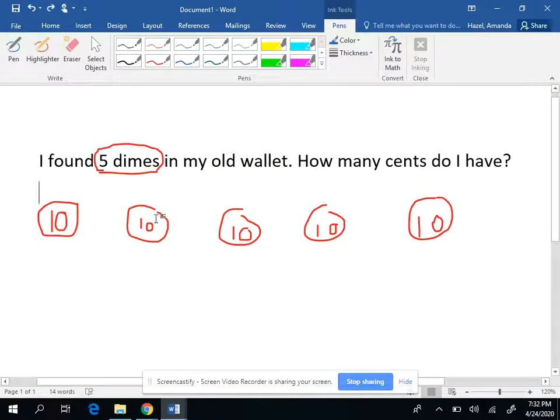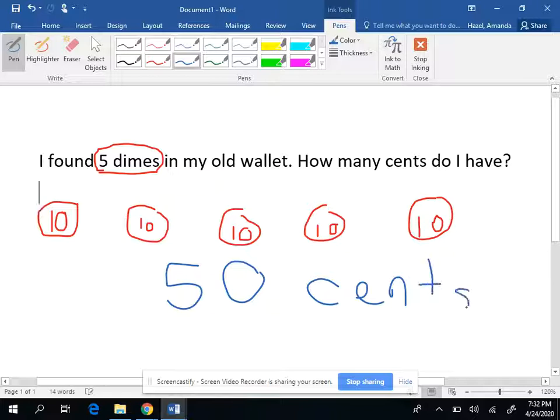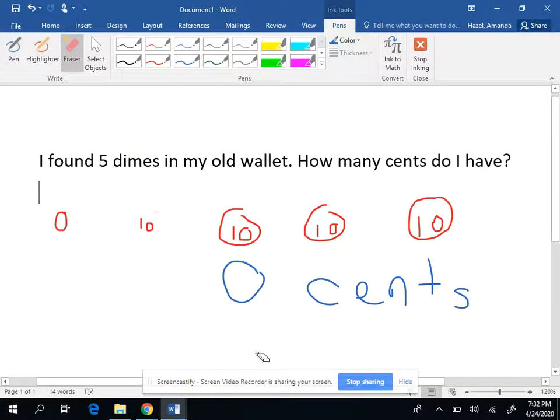10, 20, 30, 40. And what comes next? 50. Good. So I have 50 cents. Awesome sauce. All right.